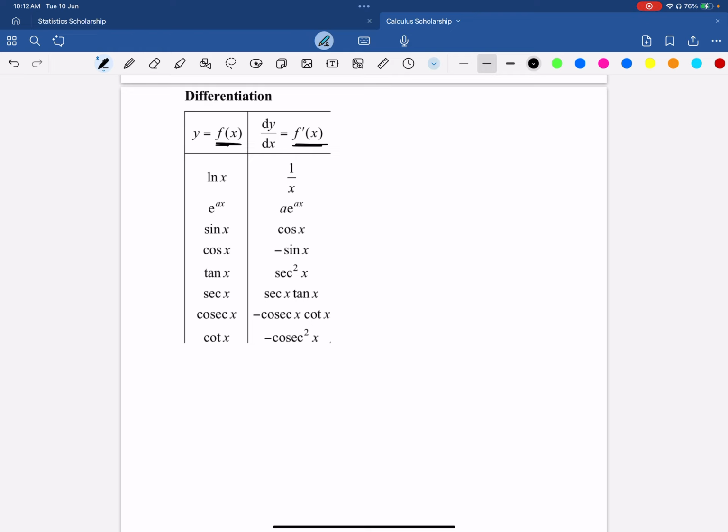I'm going to take the first one here and write y equals ln of x. Now what is the formula sheet saying? That differentiation of ln of x is 1 over x, and we are done.